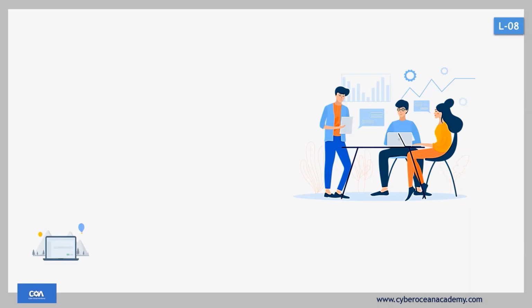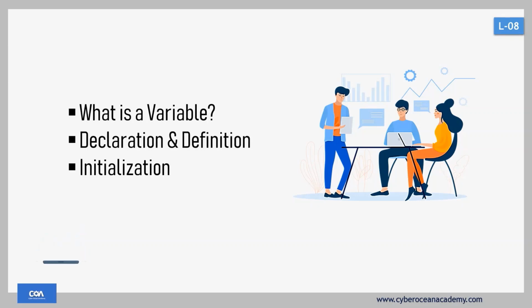So let's talk about today's topic. We're going to talk about variables. Okay, a variable is one of the most important topics in C programming. In the last presentation, we discussed keywords, tokens, and identifiers. And now what are the topics we will discuss today? What is a variable? How can you declare and define a variable? And what is the meaning of initialization of a variable?